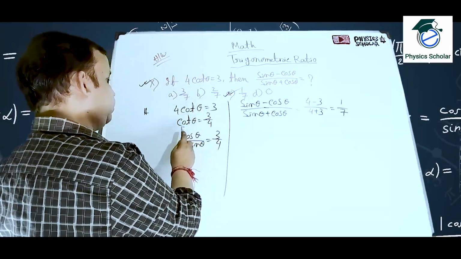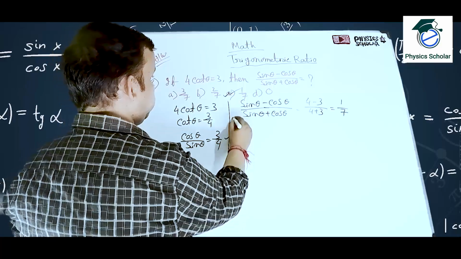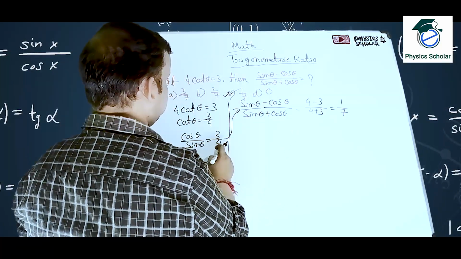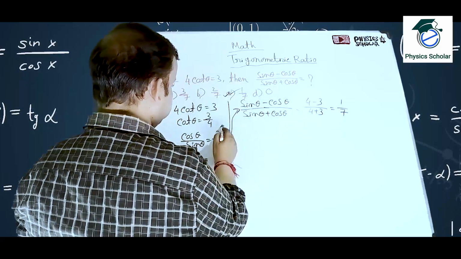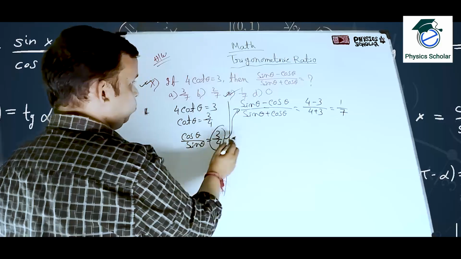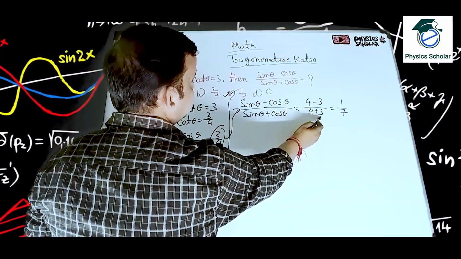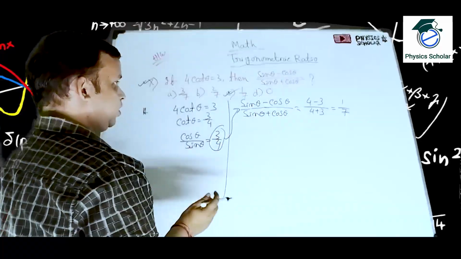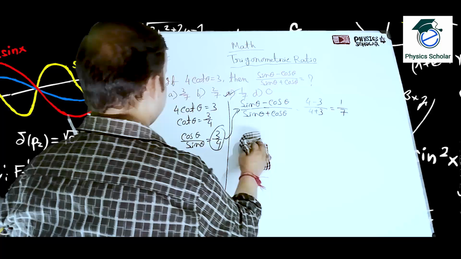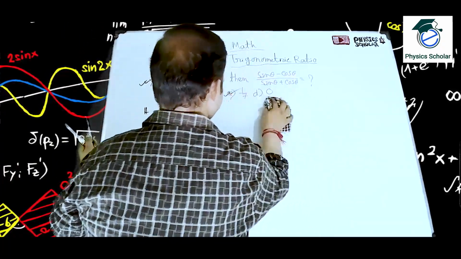Clear? So 4 cot theta is equal to 3. So cot theta is equal to 3 by 4. So cot theta means cos by sin. Now I am using componendo dividendo. That means sin minus cos by sin plus cos. So denominator minus numerator divided by denominator plus numerator is equal to 1 by 7. Clear? So I am doing it in another way. So let me rub this sum. I am doing it in another way.